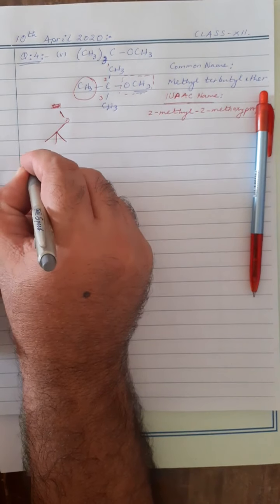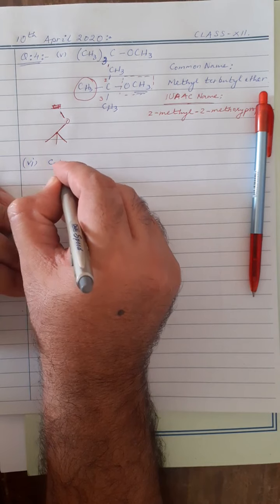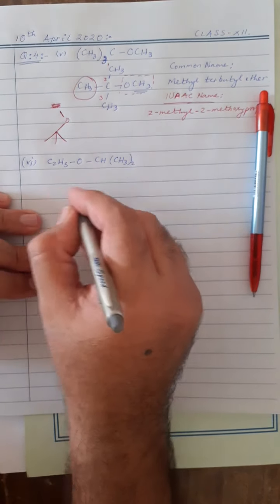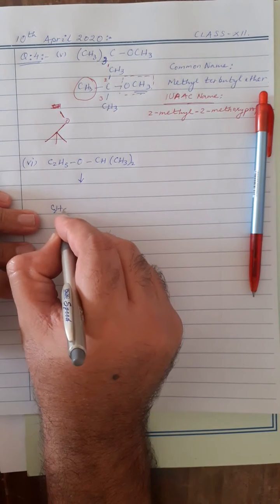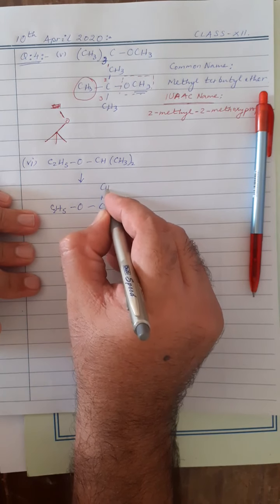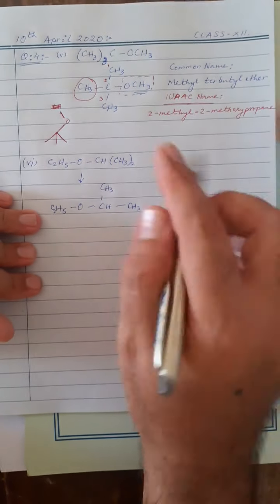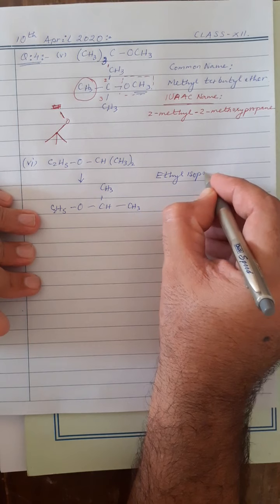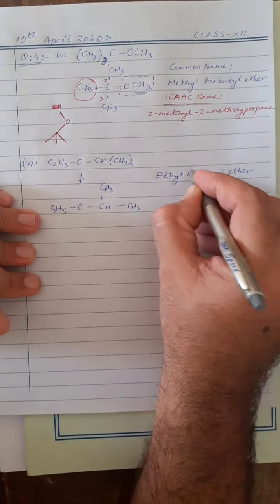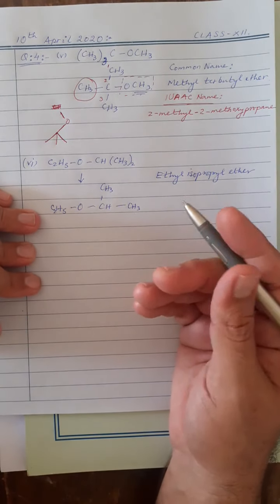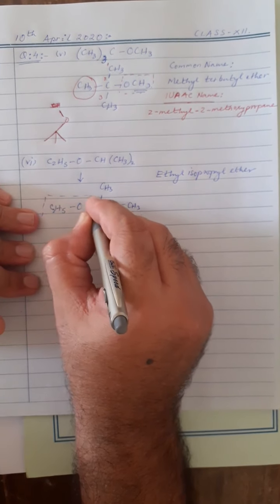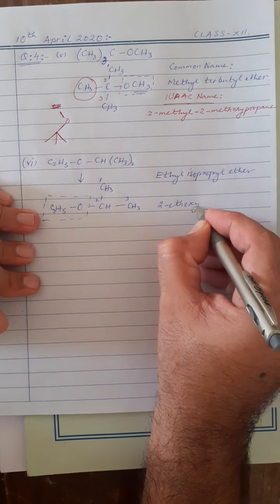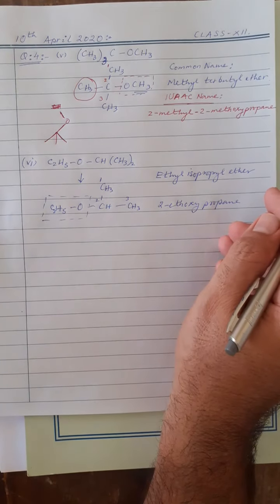Next question, which is number 6, is C2H5O, and then CH and CH3 2. Now this will be, of course, C2H5O, CH, and then there's a CH3 here, and a CH3 is here. Common name, obviously, isopropyl ethyl ether. So it's going to be ethyl isopropyl ether. So ethyl isopropyl ether, very simple. IUPAC naming, this is ethoxy. So 1, 2, 3. This is 2-ethoxypropane. Right? It's a very simple one once again.